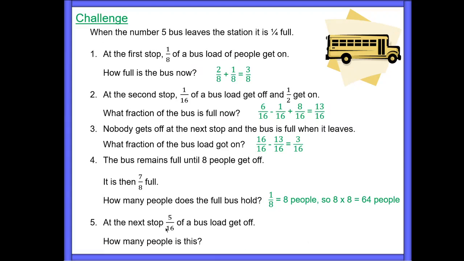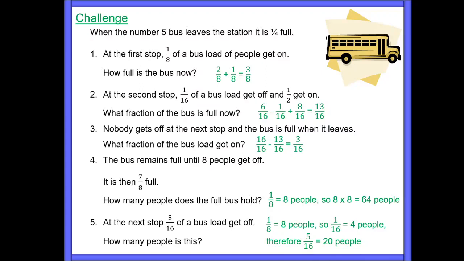Finally then, at the next stop, 5/16 of a bus load get off. How many people is this? So we already know that 1/8 is 8 people. So let's work out 1/16. Okay, so if 1/8 is 8 people, 1/16, a 16th is half of an 8, that's splitting it into 2, is 4 people. So 5/16 must be 5 lots of 4 people, which is 20 people. So 20 people got off.